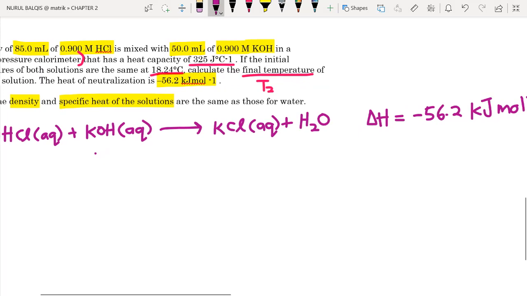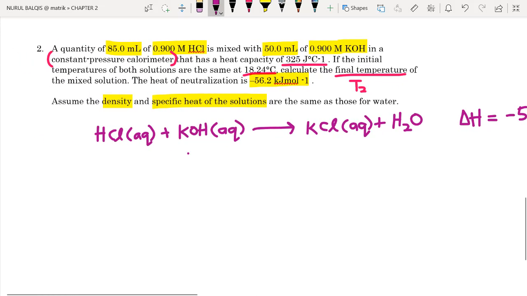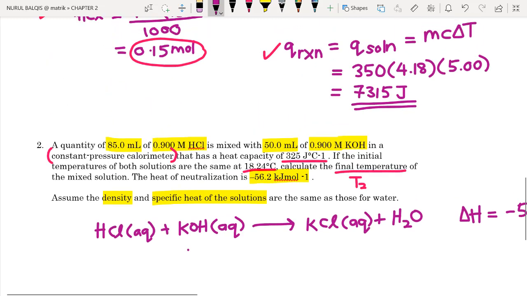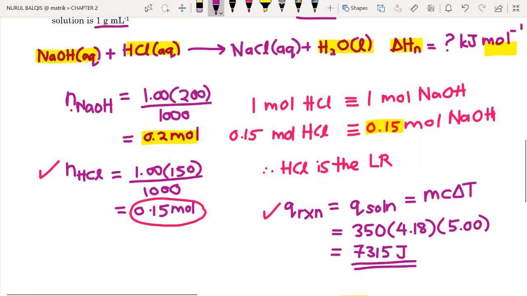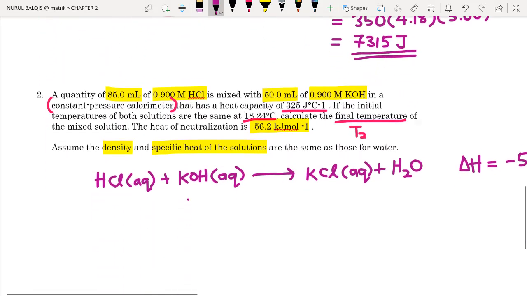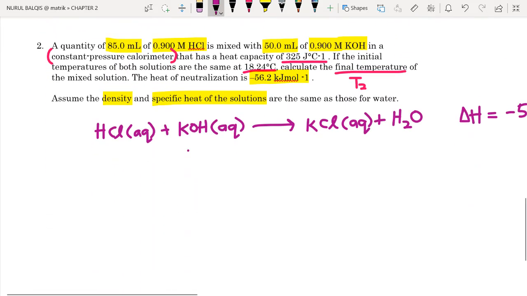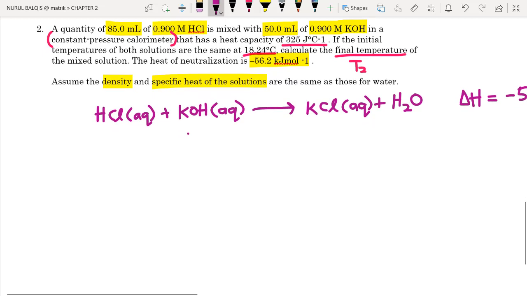So you want to find the temperature, meaning we need to first find the delta T. Delta T comes from the Q reaction. In order to get the Q reaction, we need to first find the Q reaction from the heat of neutralization. We're going to do exactly the same steps as in previous questions. We will find the number of moles for both HCl and potassium hydroxide and determine which of those will be the limiting reactant.